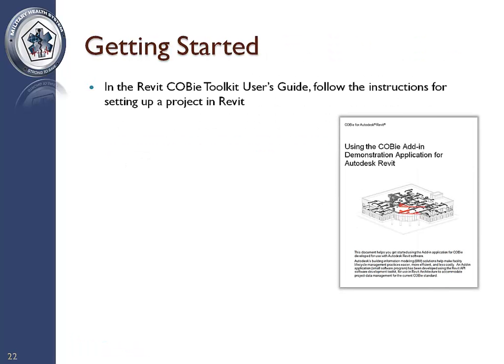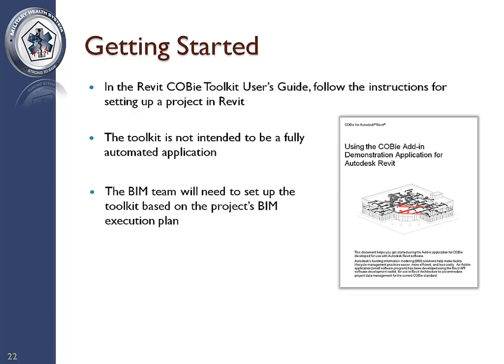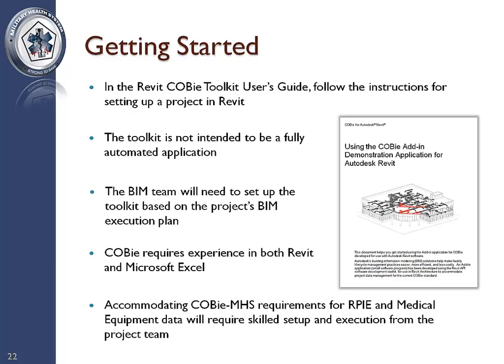Follow the instructions in the Revit COBie Toolkit User's Guide for setting up a project for COBie. Please note that the toolkit is not intended to be a fully automated application. The BIM team will need to set up the toolkit in accordance with the project's BIM execution plan. Successful use of COBie in Revit project requires experience in both Revit and Microsoft Excel. Accommodating MHS COBie requirements for RIPI and medical equipment components will also require skilled setup and execution from the project team.